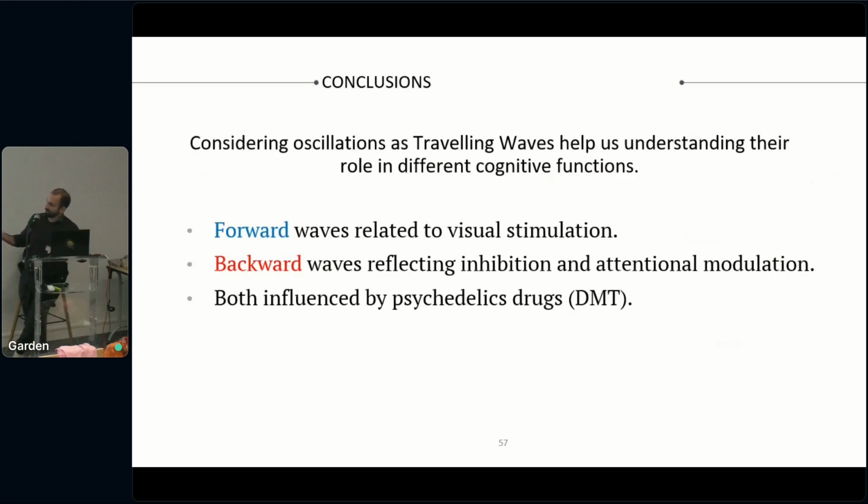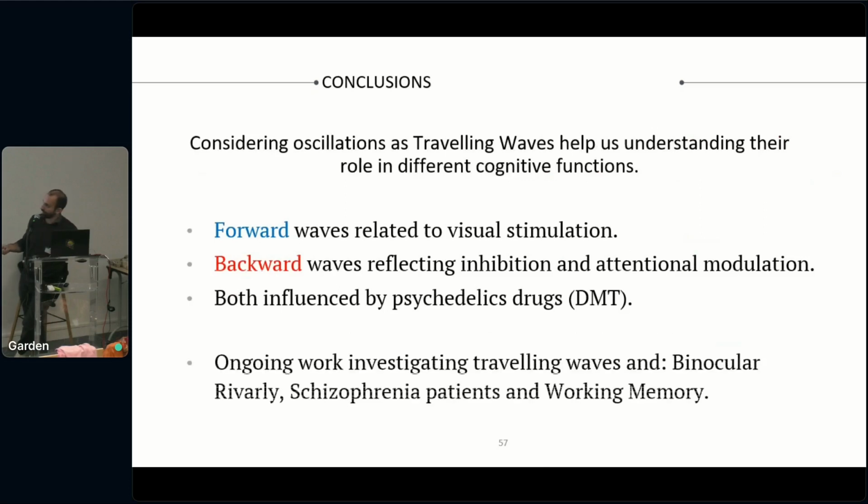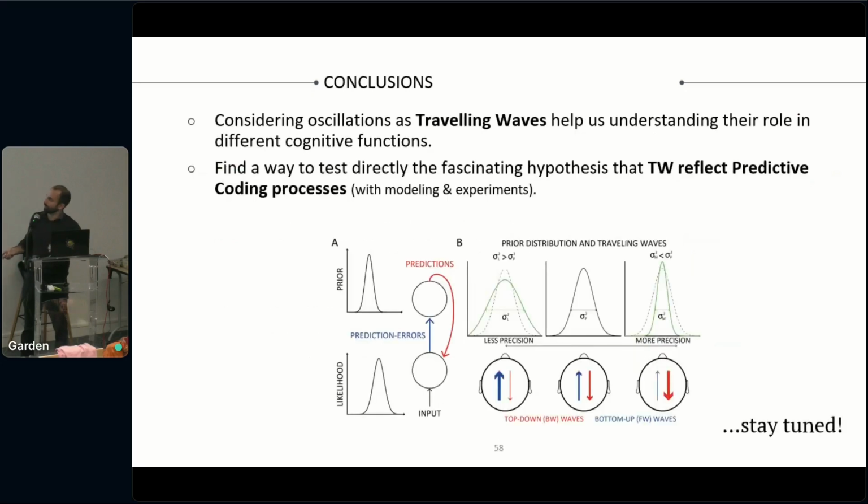And, though I didn't show it in this presentation, we also investigated the role of both forward and backward waves in visual attention. So we know that visual attention also modulates alpha waves, both forward and backward. And there is ongoing work that I'm currently doing to understand how traveling waves are modulated during binocular rivalry in schizophrenia, as I showed you, and in working memory. And I'm trying to interpret all of this again from the point of view of predictive coding, because I really like the idea of having a framework that can explain and tell us about this.